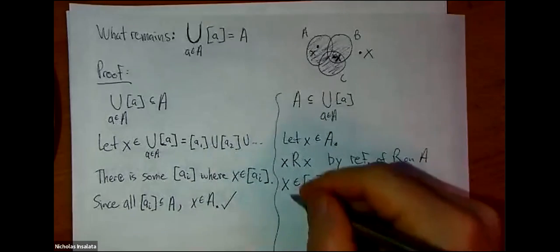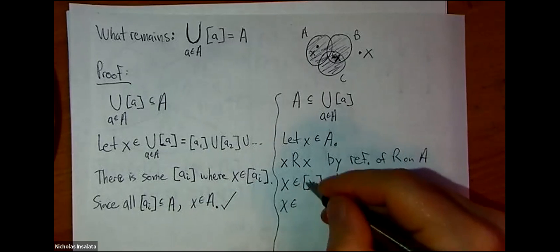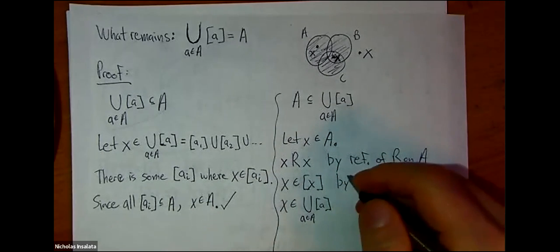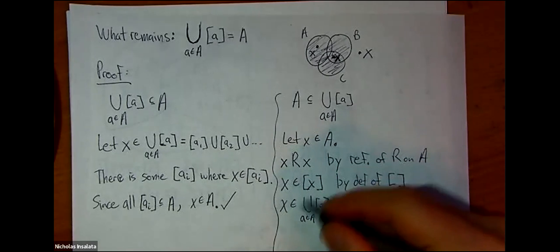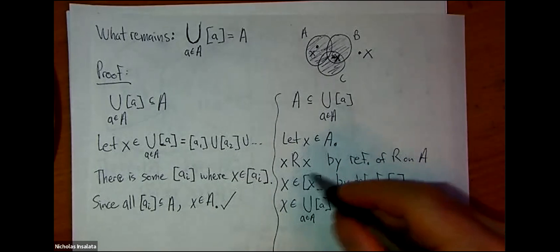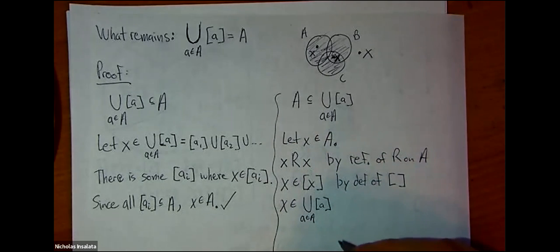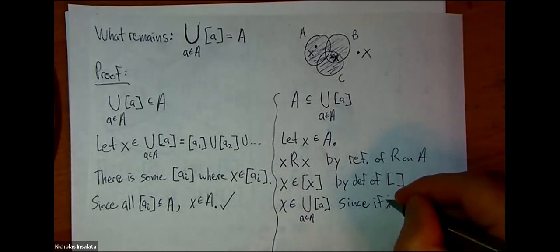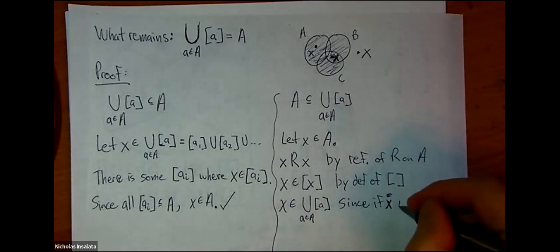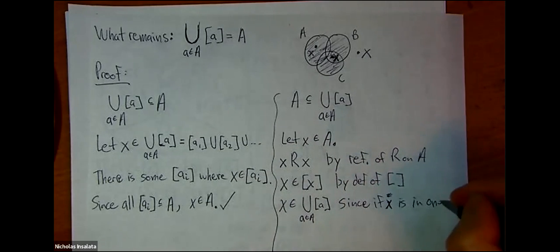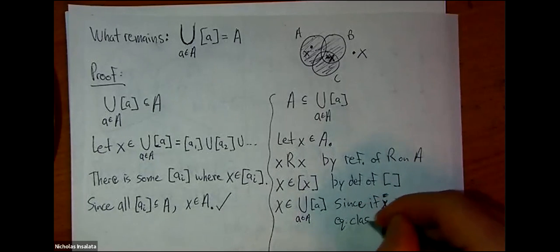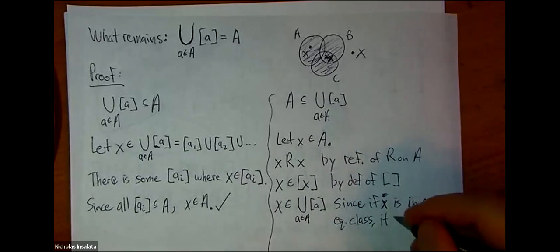Good. Then X must be in the union of all of them, right? In the union of all equivalence classes. Since this is the union of all of them, if it's in one of them, then it must be in the union of all of them. Since if X is in one equivalence class, it must be in the union of all of them.